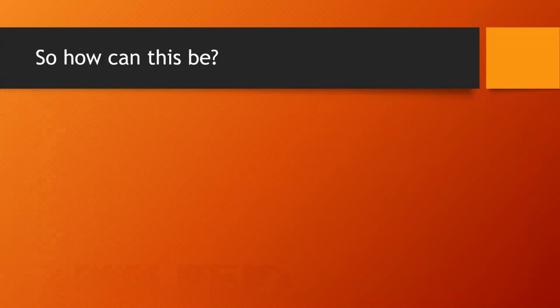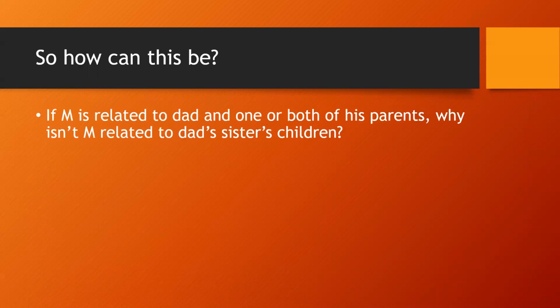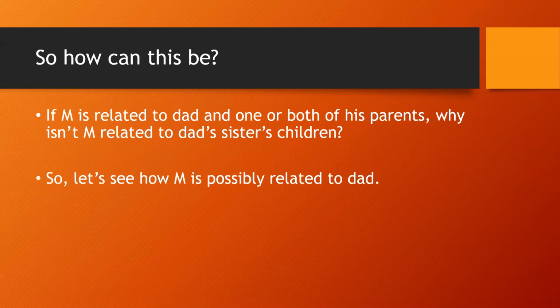So how can this be? Now, I don't know about you, but I ask myself that question a lot with DNA. I'm thinking, what on earth? How can this be? So if cousin M's related to dad, and one or both of his parents, why isn't cousin M related to dad's sister's children? And I realize this is a lot of intricacy in relationships, but I'm going to put it in a chart in a minute, and that might help you sort it out a little bit. So let's see how cousin M is possibly related to dad.